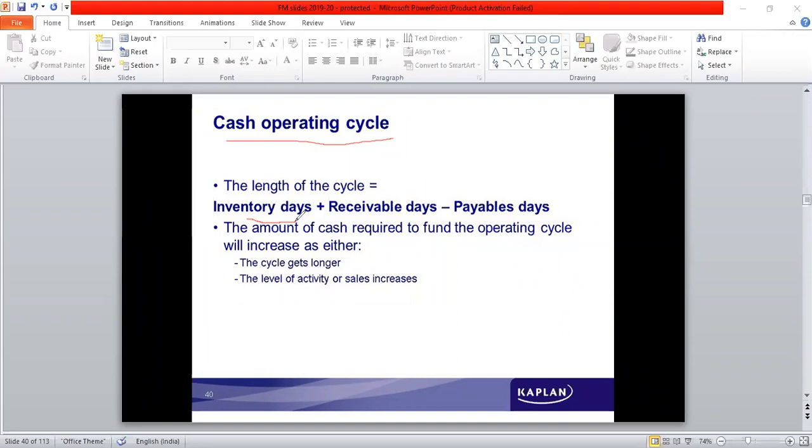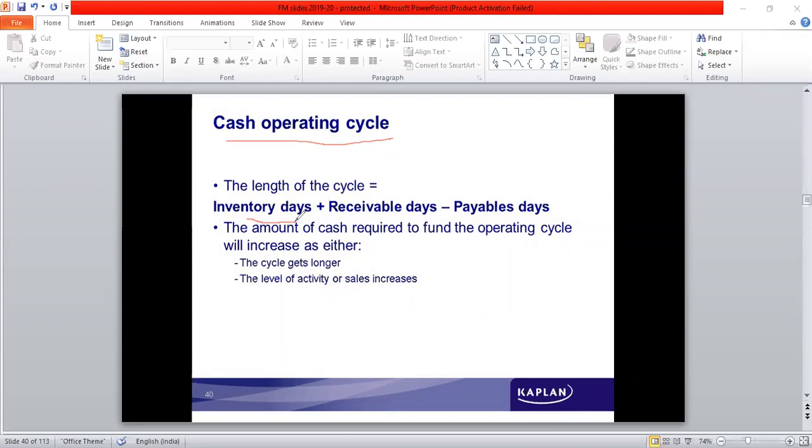But yet there is another benefit also, a facility which is extended by the supplier. The supplier has to be paid at the end of the credit period which he is extending. So that's a benefit which is received. That duration, payables days, has to be deducted from the total amount of time on account of the inventory and receivables into which the cash is held. So from that, payables days are deducted. So this is the length of the operating cycle.